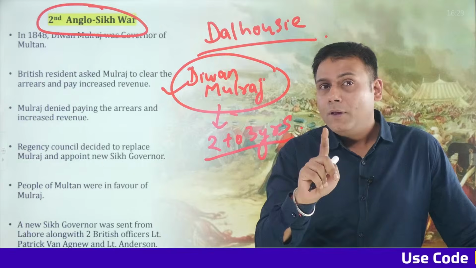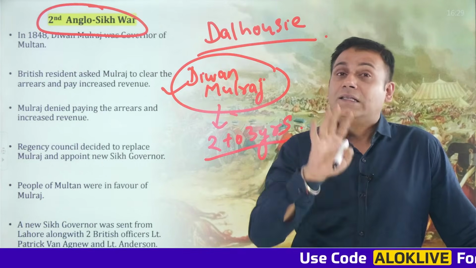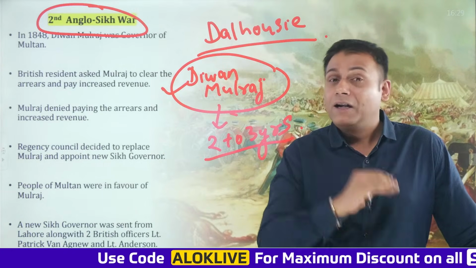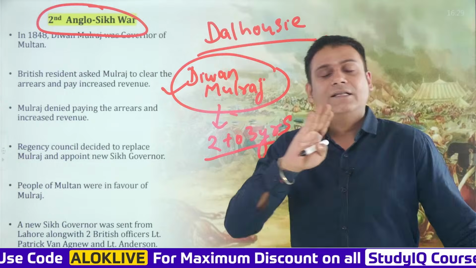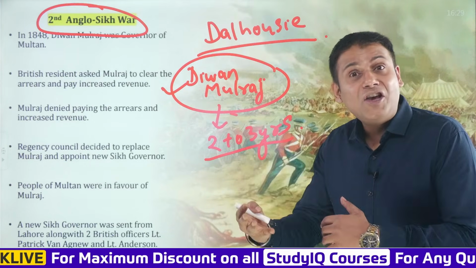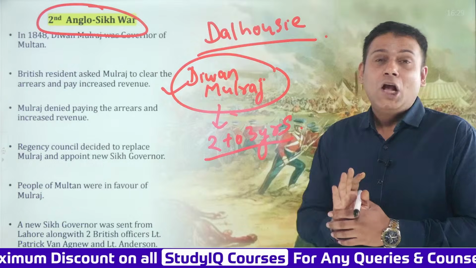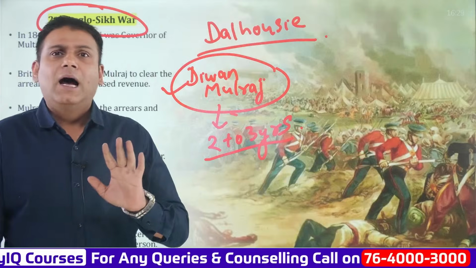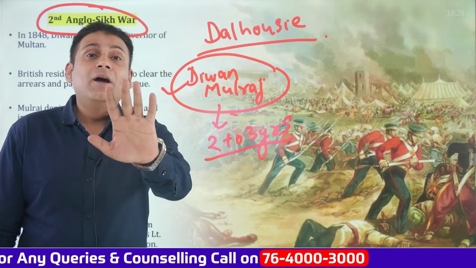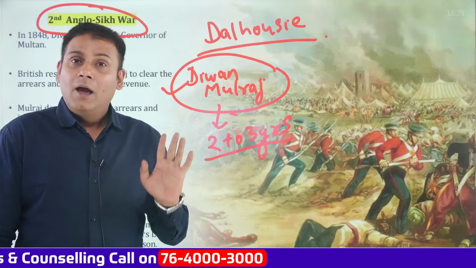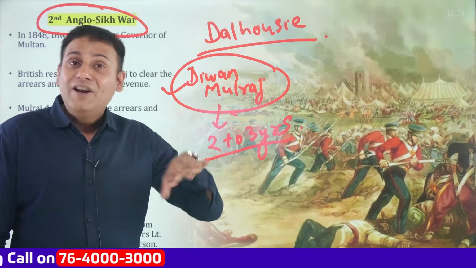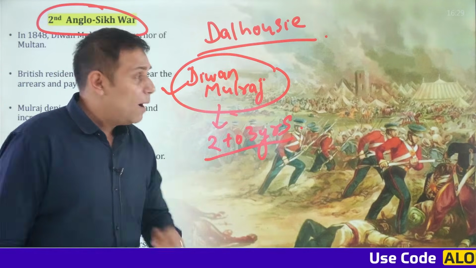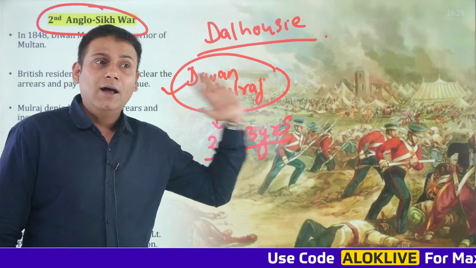At that time, Diwan Mool Raj had garnered the support of the people of Multan. After the Treaty of Lahore and the Treaty of Bhairoval, the people of Multan had seen Diwan Mool Raj as a panacea to all their problems. So Diwan Mool Raj, the governor of Multan of the Sikh Empire, denied the British, saying that he was not going to pay a single penny as arrears, nor the additional increased taxes. This was an open challenge given by Diwan Mool Raj to the English East India Company.